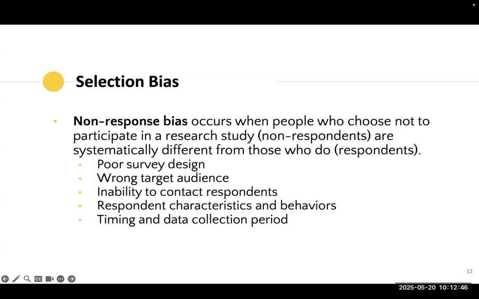All right. Another example of selection bias is non-response bias. And I put this one in here because librarians and health professionals, we love our surveys, right? This happens a lot with surveys where people just choose not to participate or they just give up, right? Some reasons they do this is because the survey is designed poorly, the survey is sent to the wrong target audience, or there's an inability to contact respondents.